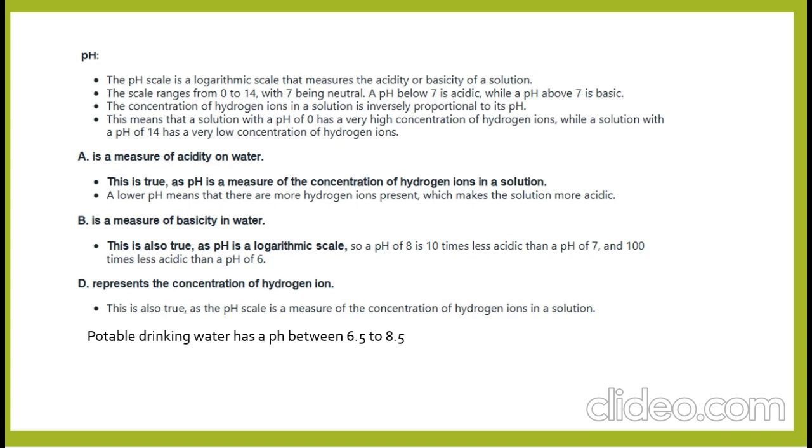And option D, if you look at that, represents the concentration of hydrogen ion. This is also true as the pH scale is a measure of concentration of hydrogen ions in a solution. And if you look at the potable drinking water that we use daily, it has got a pH between 6.5 to 8.5. So this is a short question for the UGC NET examination. Kindly go through this and I think you will be able to attempt UGC NET in a more positive manner.